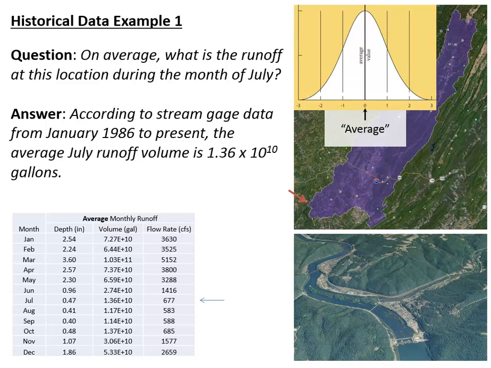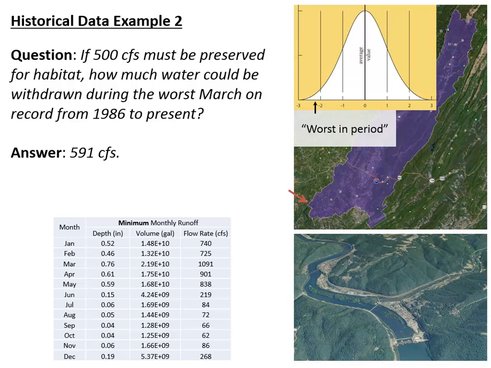And so if you told a company that, well, on average, we have 677 CFS available in July, and if they built their factory to consume that much water, what that means is that half the time they're not going to be able to operate their factory, because half the time there's not that much water available. And so you can't just go by the averages. That's maybe a little bit unconservative.